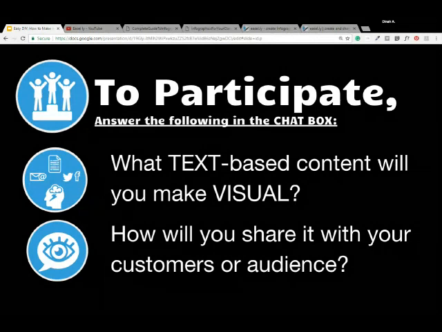Think about all your text-based content you already have, and just ask yourself the question, how can you make it visual? Go into the Easily Designer, take that text-based content, do a few searches, and see what type of visuals you can pull in and see what you can create. I really think that you can design some really cool things.